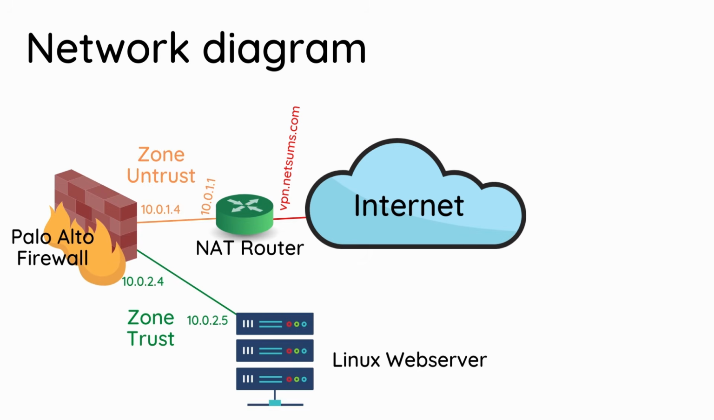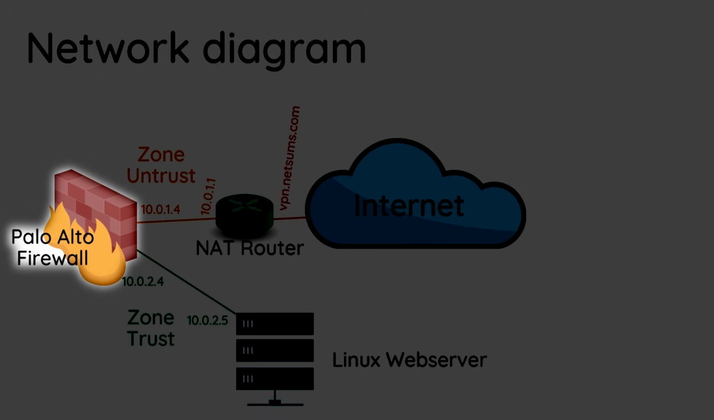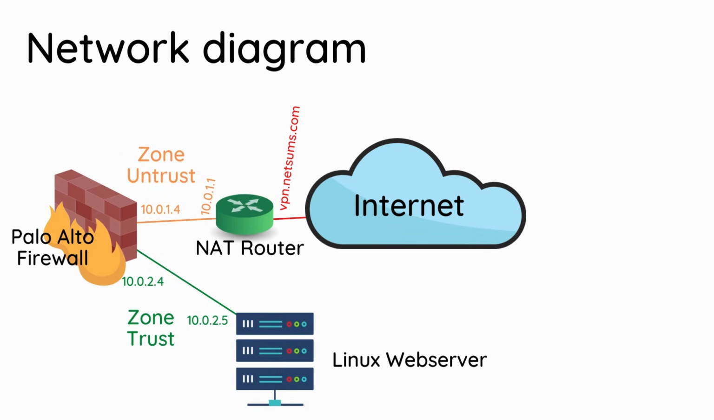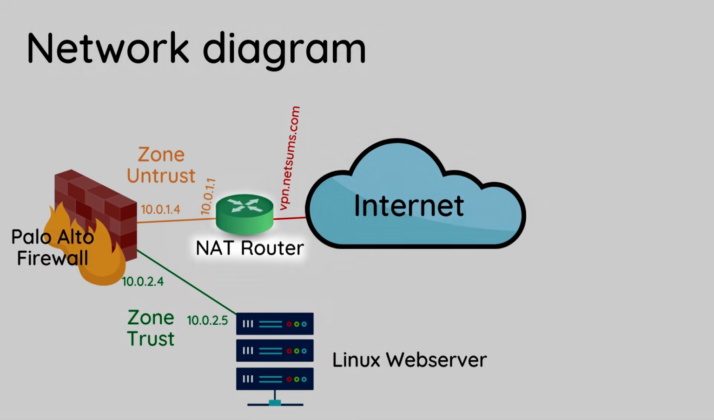For our configuration, I have a Palo Alto Firewall connected to a Linux server through a zone called Trust. This Linux server has a web server running on it. Throughout the tutorial, we will be testing the HTTP connectivity to this server.